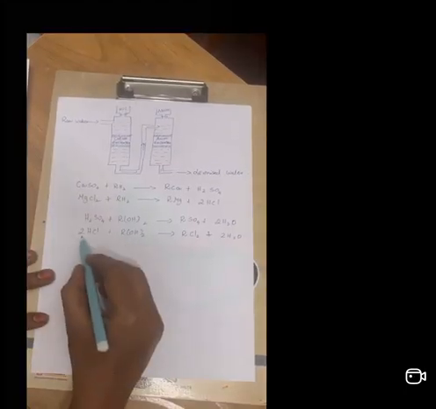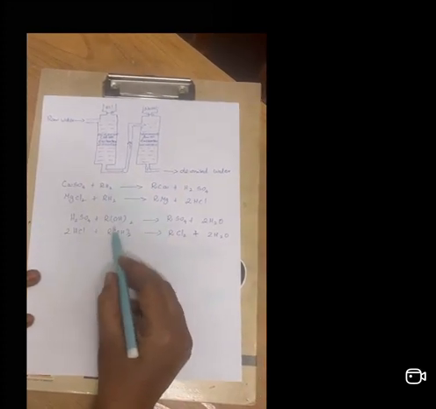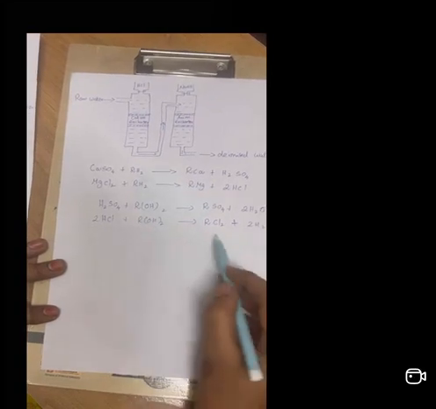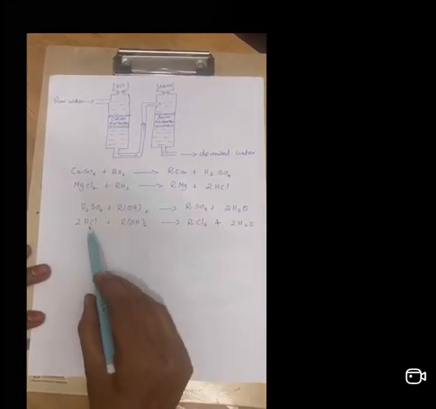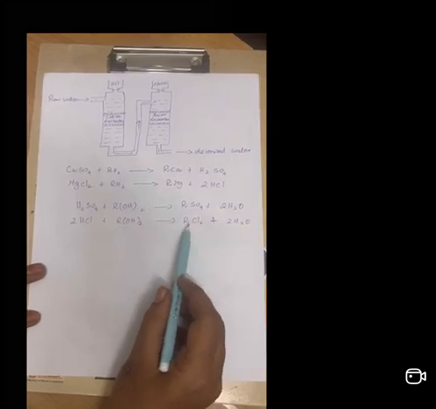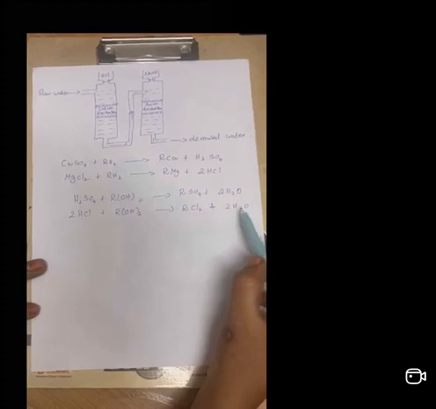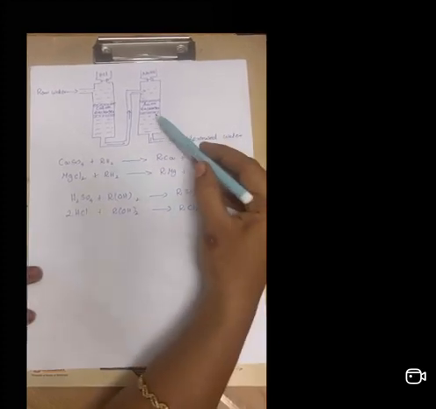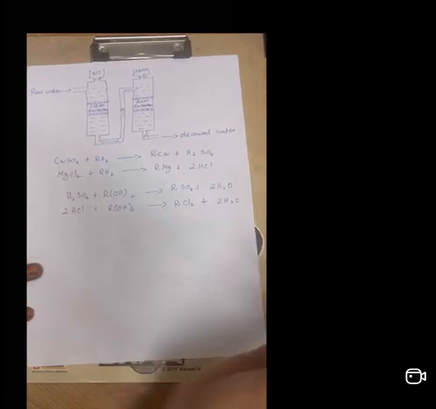So let us take one more example. We can take HCl. This will react with the anion exchange resin R(OH)2 forming RCl2 plus 2H2O. So here also the anions will get attached to the anion exchange resin. So in this way, the water coming out of the anion exchanger will be the deionized water.